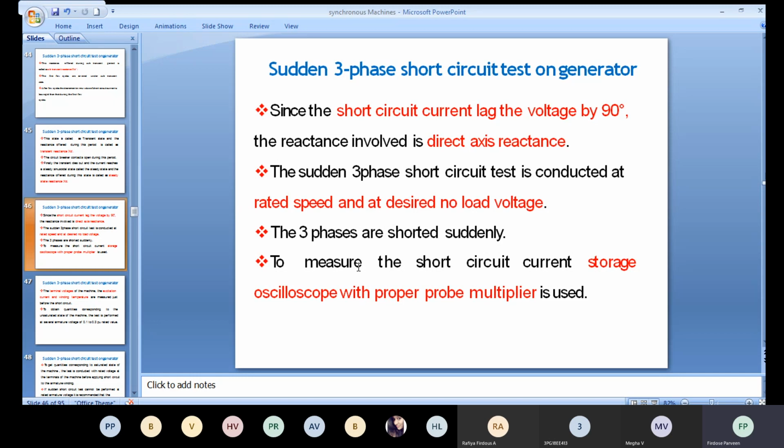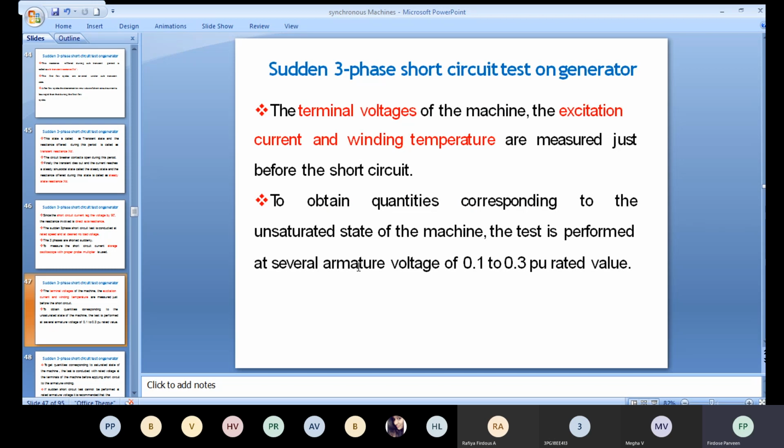The sudden three-phase short circuit test is conducted at rated speed and at desired no load voltage. The three phases are shorted suddenly. To measure the short circuit current, a storage oscilloscope with proper probe multiplier is used. The terminal voltages of the machine and the excitation current are measured just before the short circuit.